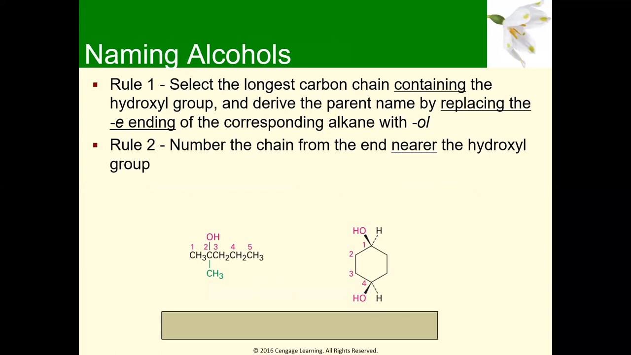Okay, and then all this should look pretty familiar. So rule number 2, you then number the chain based on the lowest number with respect to the OH group. Okay, so number the chain from the end nearer the hydroxyl group.